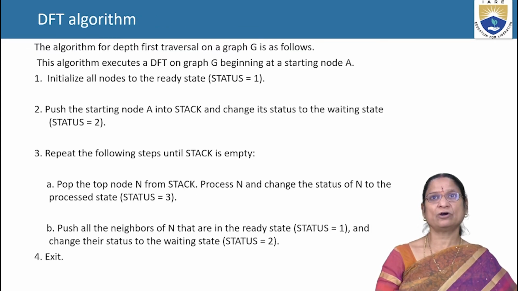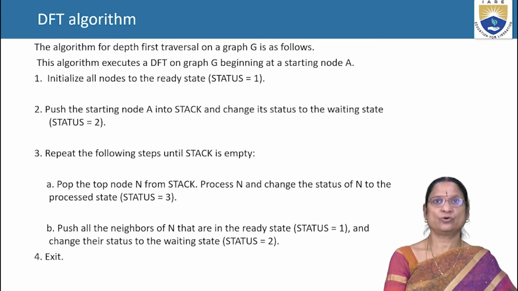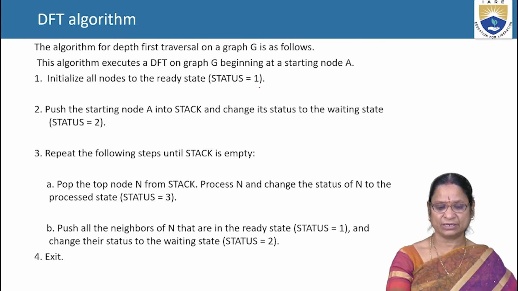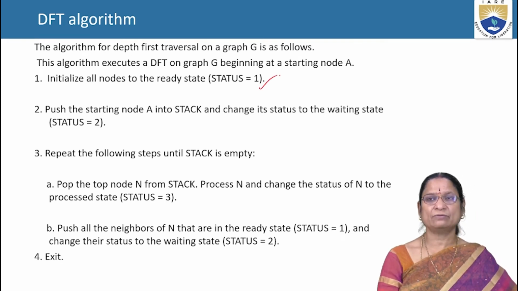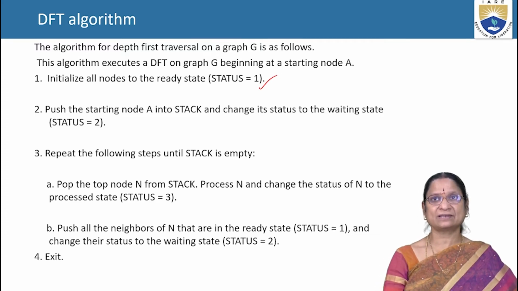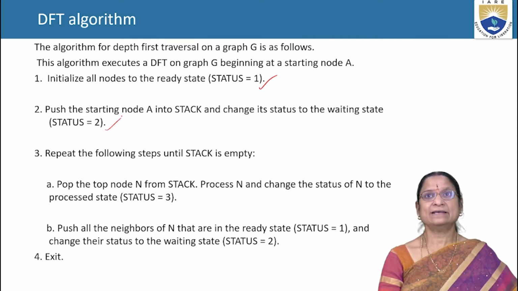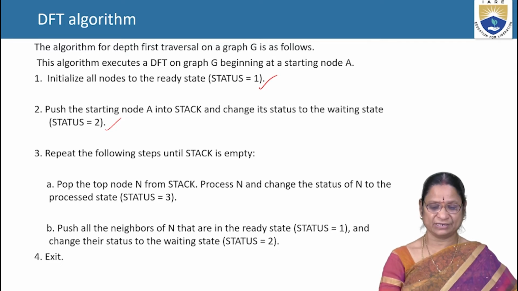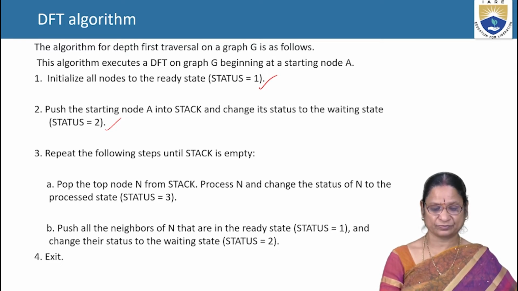So this is the normal DFT pseudocode. Initialize all nodes to the ready state, that is, initially all nodes have status 1. Push the starting node A, whichever node you would like to start from, into the stack and change its status to 2. As long as status is 1, it is not yet processed at all. Status 2 means it is ready to process. Status 3 means it is already processed.